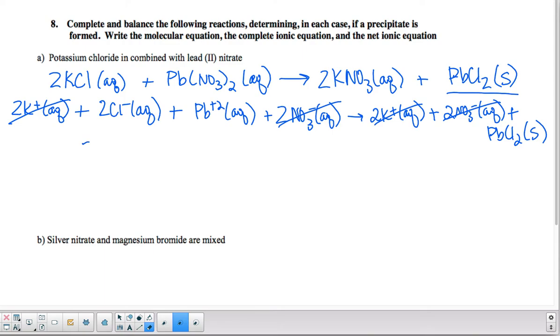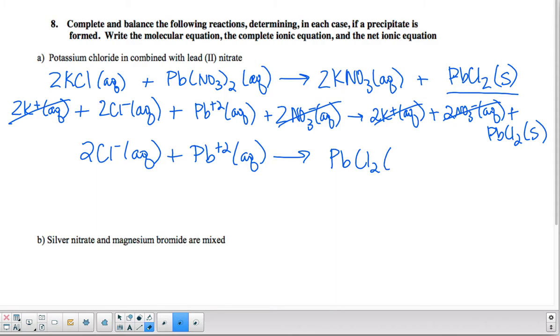So my final net ionic equation is 2Cl⁻(aq) + Pb²⁺(aq) gives us PbCl2(s). Okay? Is it easier than last year? Now that you've done it? All right, let's do the next one. We're going to do 4 of these.